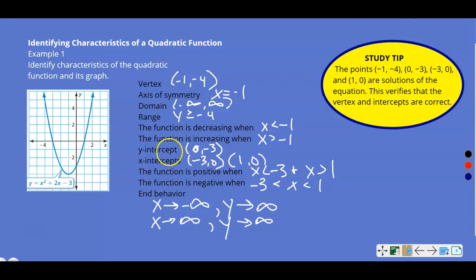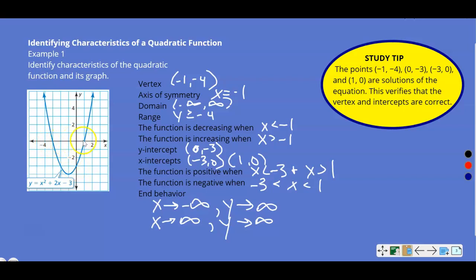All right, so there's a lot of information you can get by simply looking at the graph. So make sure that you can identify key characteristics by looking at a graph of a quadratic function. All right, your study tip, the points negative 1 and negative 4. So negative 1, negative 4, that's the vertex. 0, negative 3.